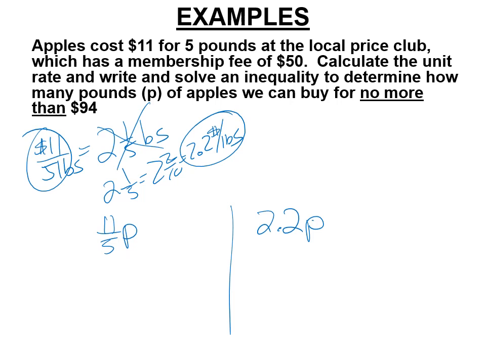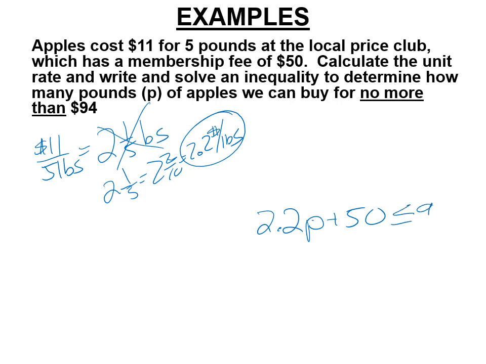Okay. Now, have we had fractions in our equations yet? No, we haven't. So that is in our future. So we're not going to do it that way. But you can do it with 11/5. We're going to do it with 2.2. Okay, so $2.20 per pound. And, right, there's that membership fee that everyone has to pay, and it's no more than 94.